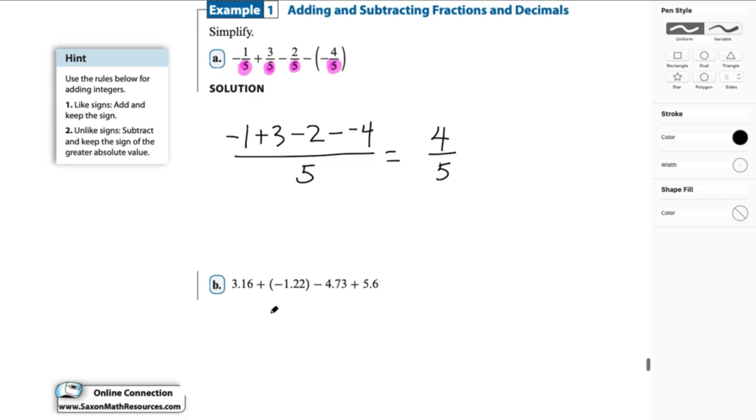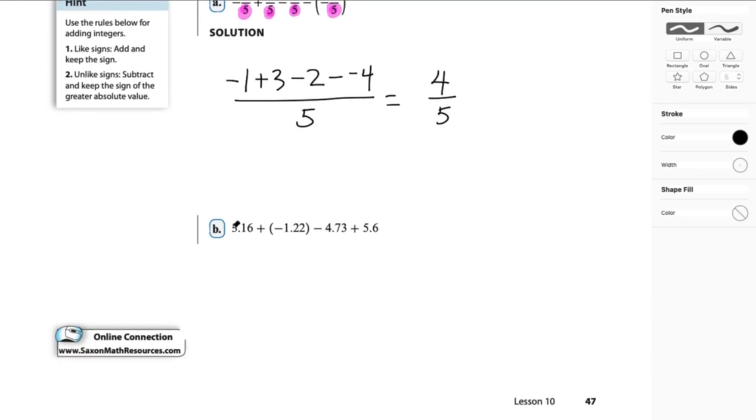Let's look at this decimal problem here. Over here, we're dealing with the sum of 3.16 plus -1.22 minus 4.73 plus 5.6. And so one way to do these problems is to do a rewrite. 3.16 plus -1.22. Watch this. Keep change plus a -4.73 and then plus 5.6. So now what we can do is we can kind of add things in any order we want since it's all addition. I'm just telling you this because it's true.